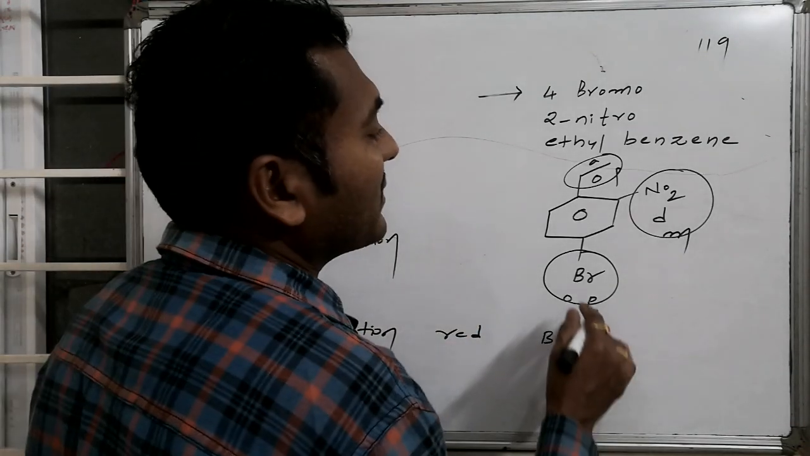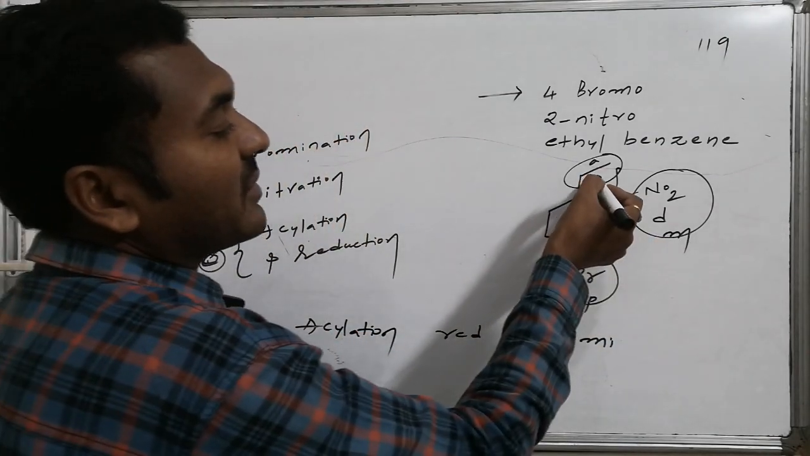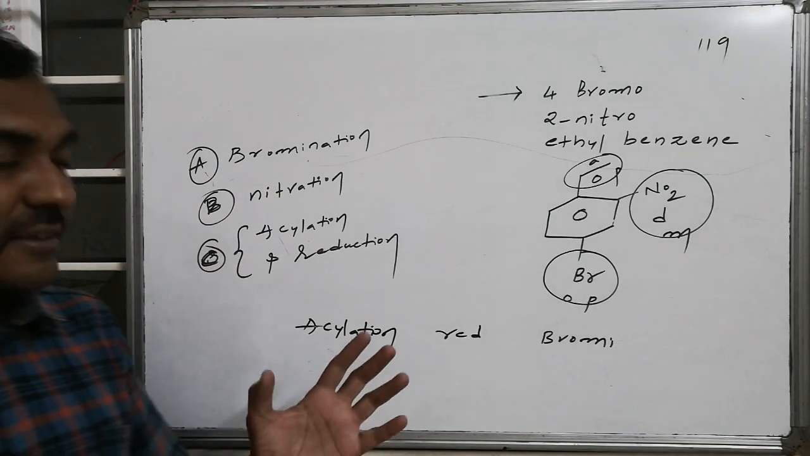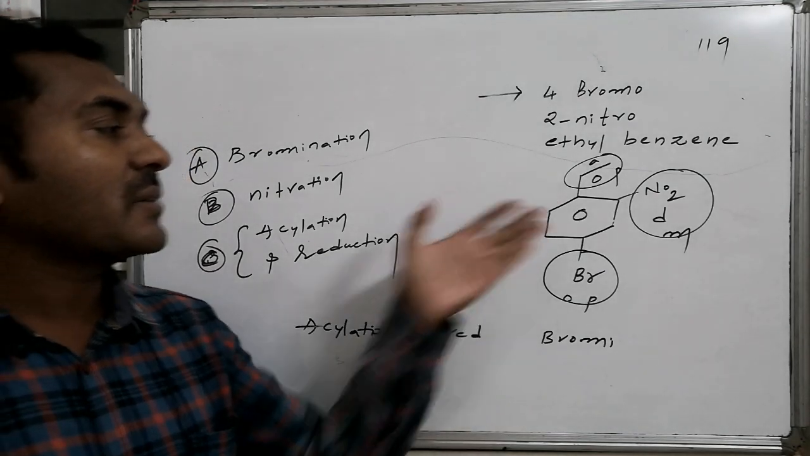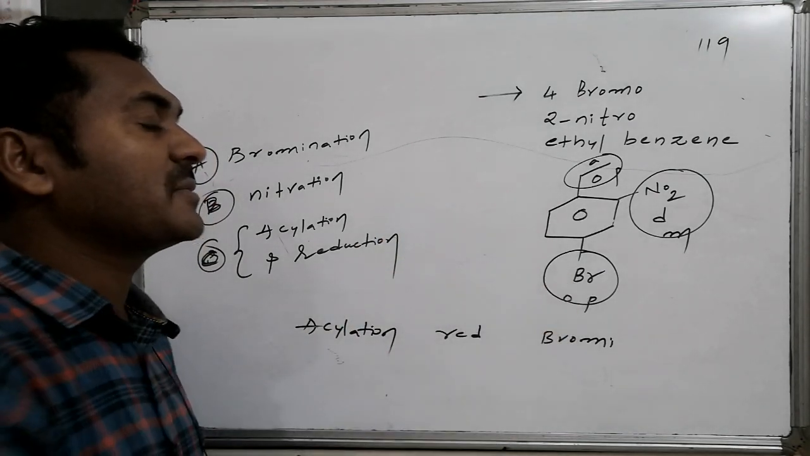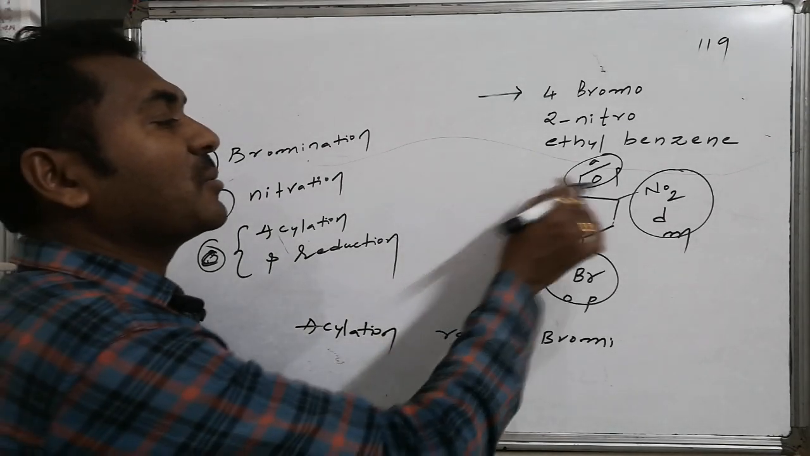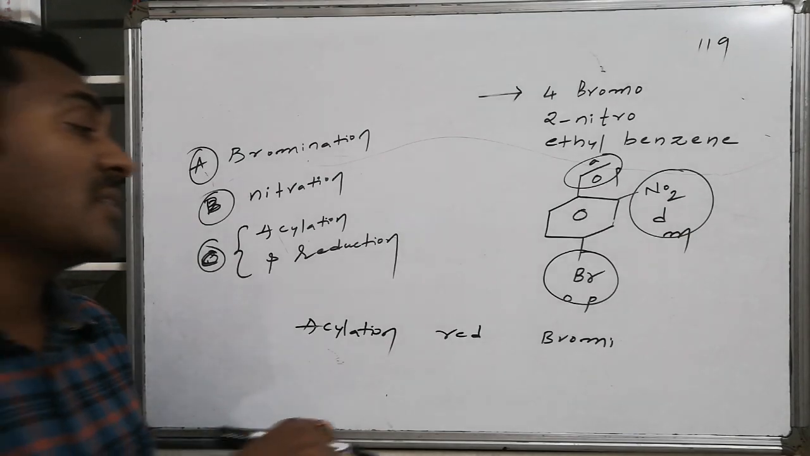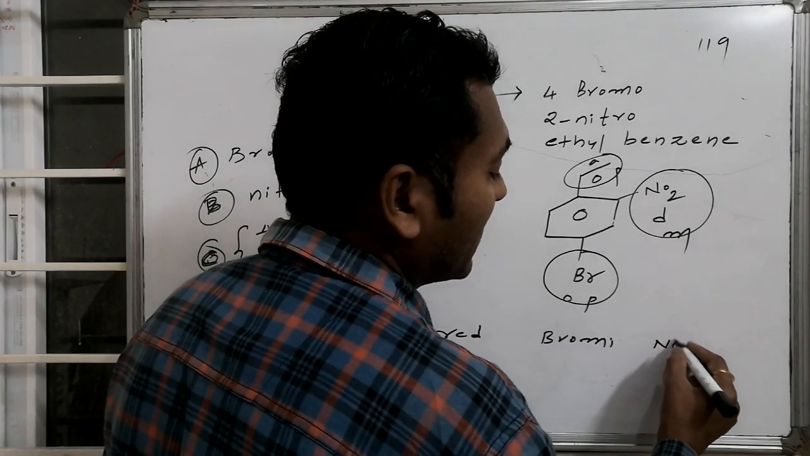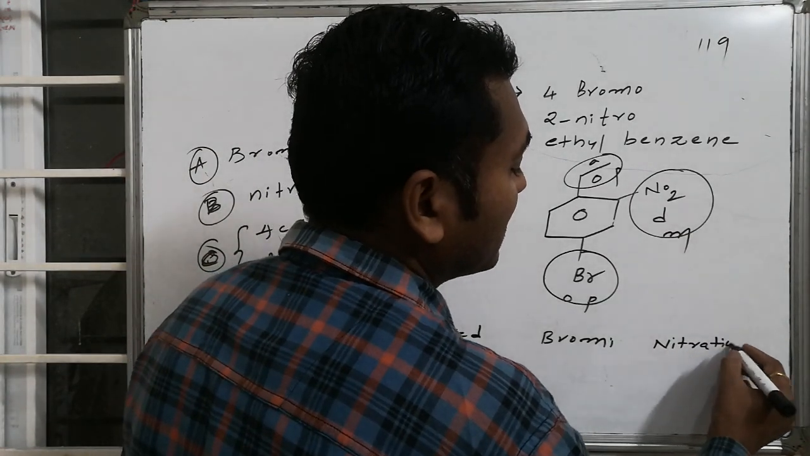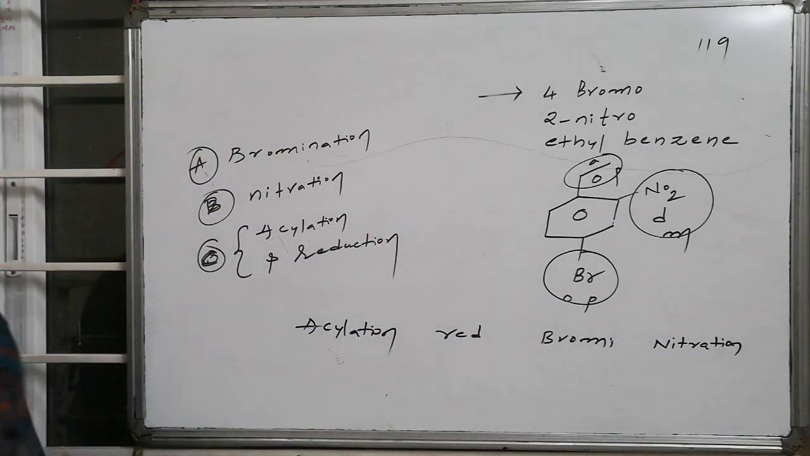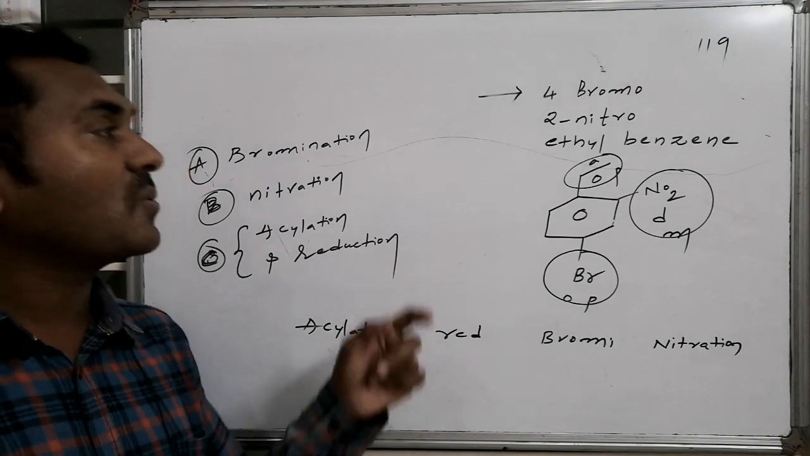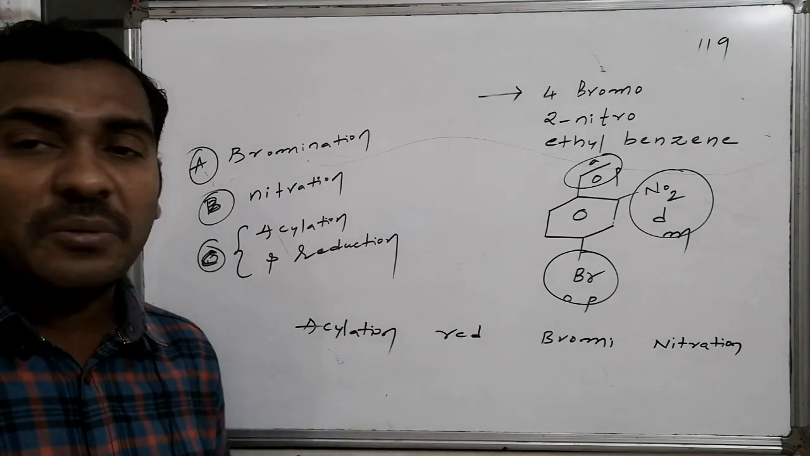Then if I go for nitration, this particular group is activating and this one is deactivating. The activating group is ortho para directing, the para position is blocked, hence for the remaining two ortho positions, whichever side NO2 comes, it works. So last I will apply the nitration. Thus this sequence of reactions works well for the expected product, that is 4-bromo 2-nitro-ethyl benzene.